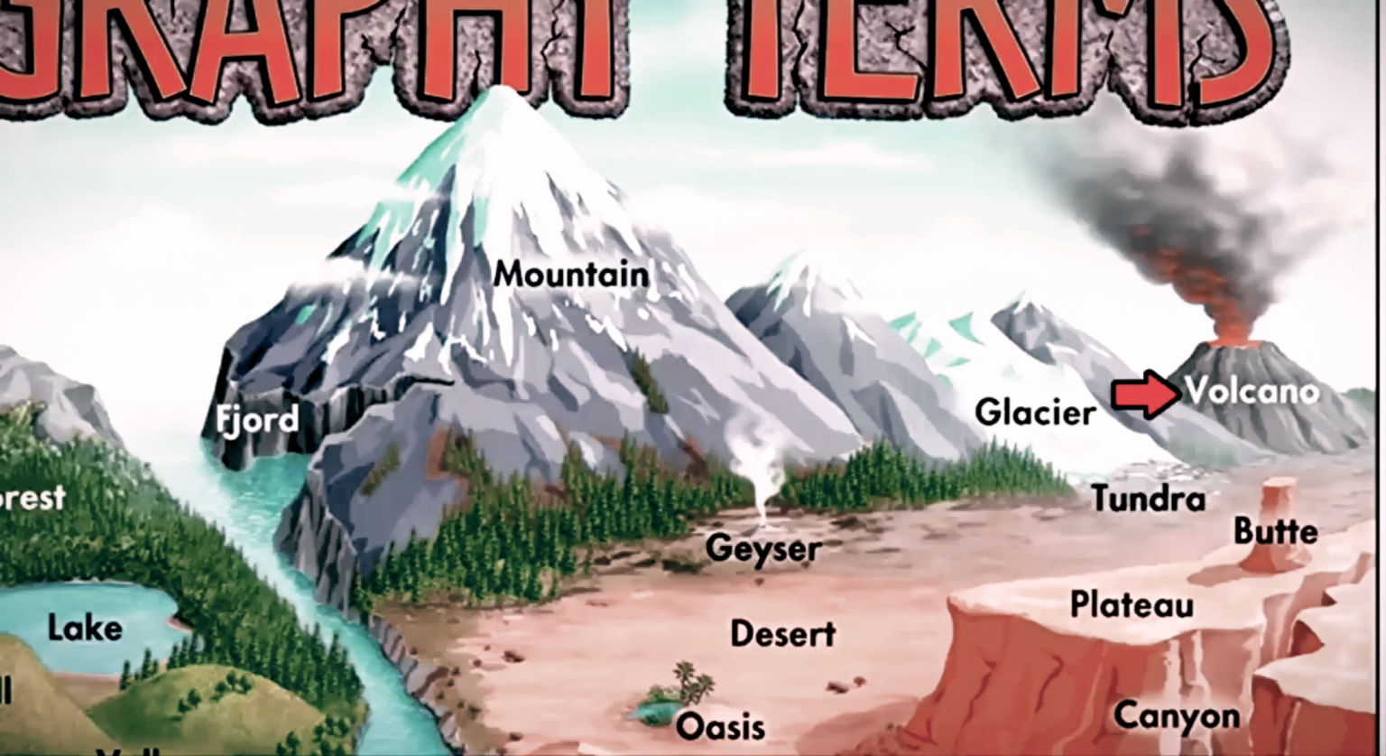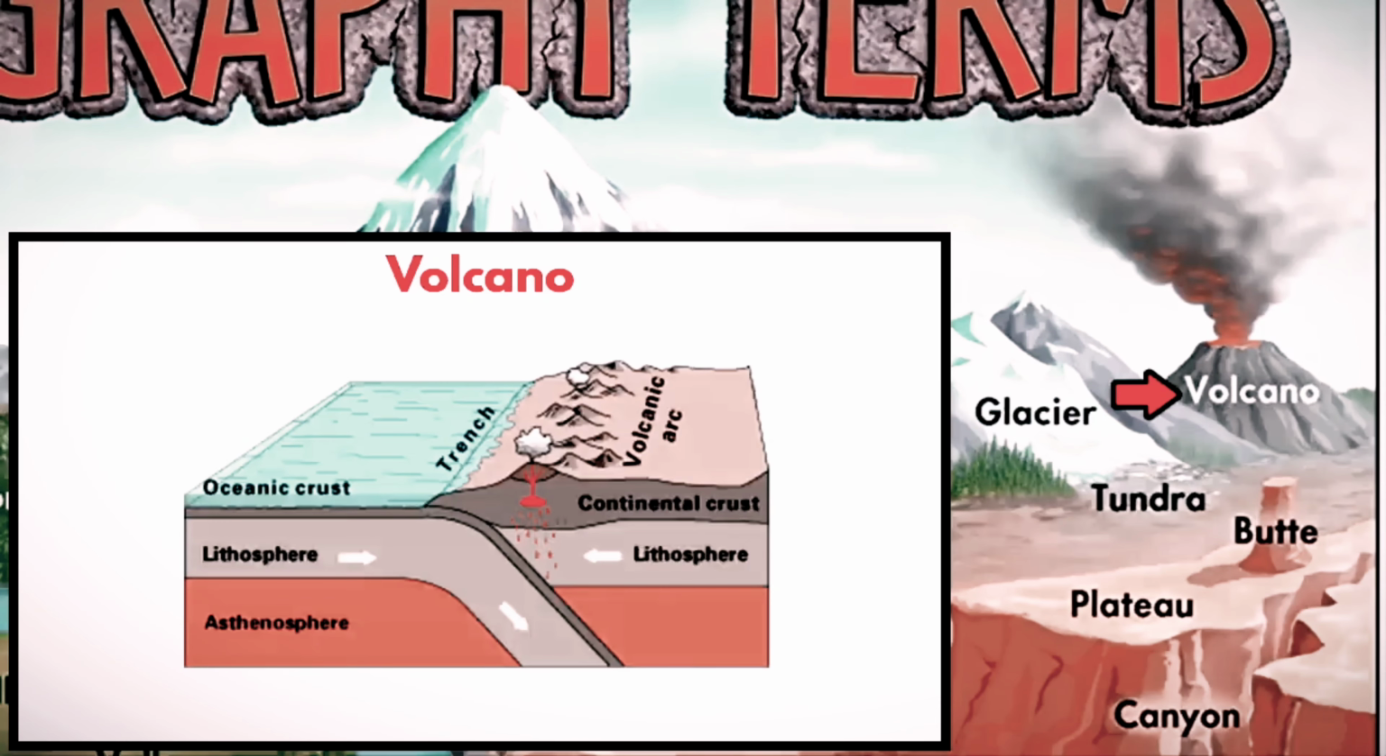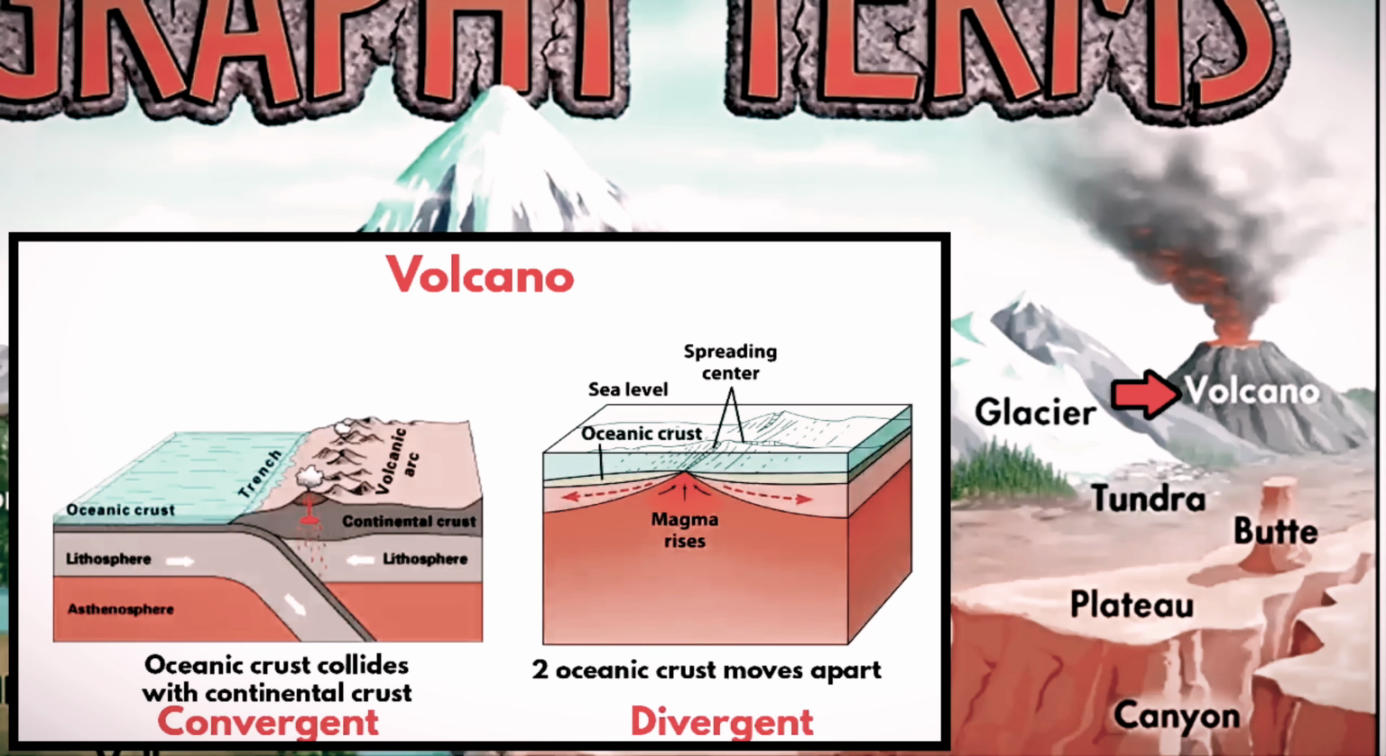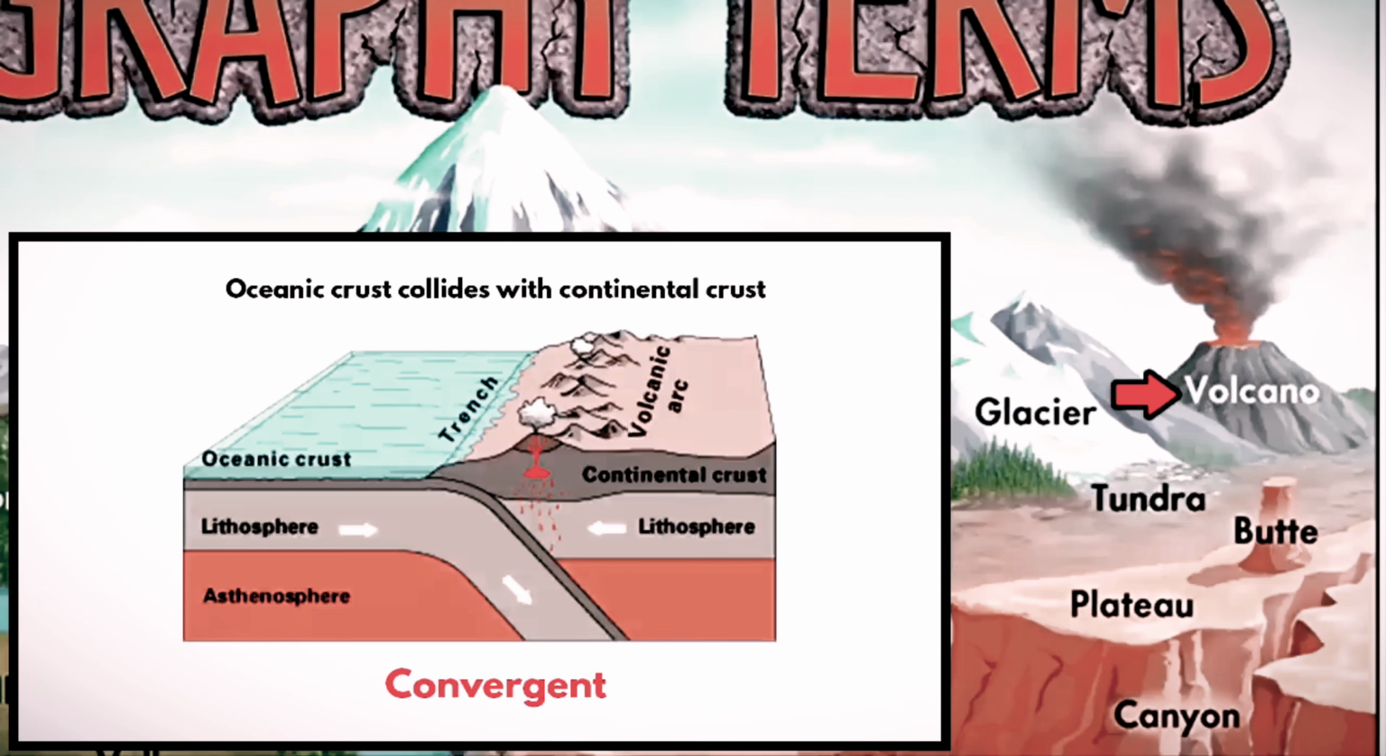When it comes to a volcano, it occurs in an area where an oceanic plate collides with a continental plate, or when two oceanic plates collide as well as move apart from each other. When an oceanic plate collides with a continental plate, since the oceanic plate is denser and heavier than the continental plate, it sinks into the mantle beneath the lighter continental plate. The mantle is the layer that has magma.